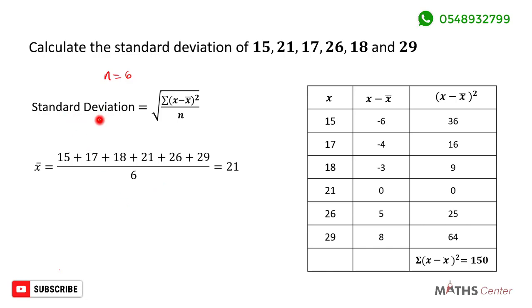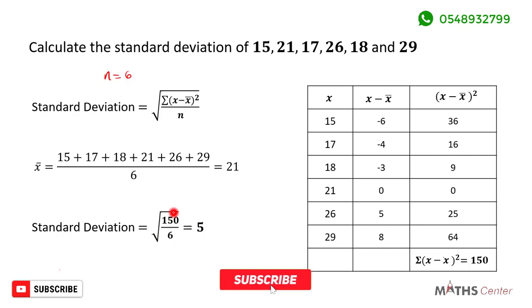So we can find the standard deviation. The standard deviation will be equal to the square root of the sum of (x minus the mean of x) squared, which is 150, divided by n, which is 6. And the square root of 150 divided by 6 is 5. So what it means is that the standard deviation of these numbers is 5.